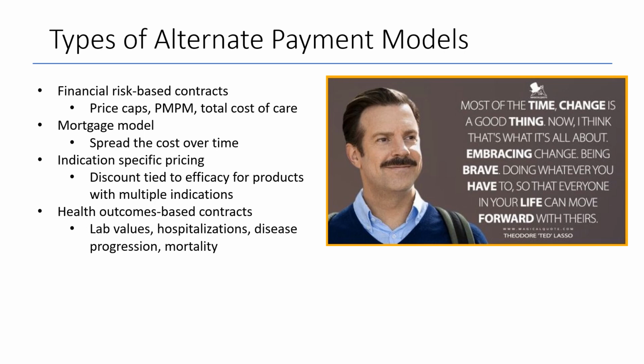Indication specific pricing. So say you have an oncology treatment that treats 5 different types of cancer, but it performs better in one cancer over another. So you might be willing to pay more when it completely cures the cancer versus another indication where it might not perform as high. And then health outcomes-based contracts. So for instance, lab values. If you have a drug that treats diabetes, you might tie the payment to how well it lowers A1C. You can also measure hospitalizations, disease progression, mortality. There's all types of things that you can tie payment to.